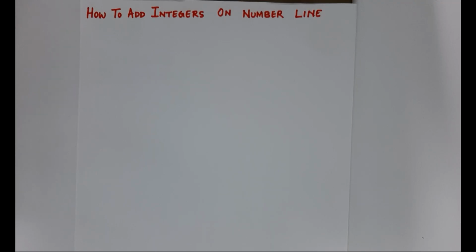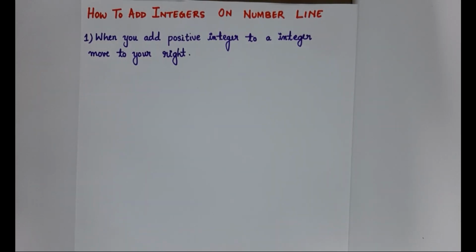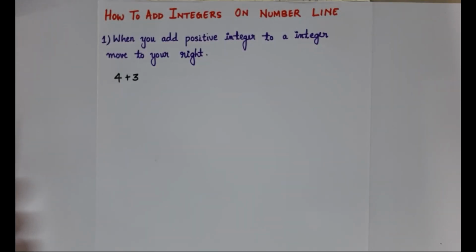Let us now look into how to add integers on a number line. There are two cases: when you add a positive integer, or when you add a negative integer. Let us first look into adding a positive integer to any other integer, be it a negative or positive integer. When you add a positive integer to an integer, we have to move to our right. Let me explain this with an example.